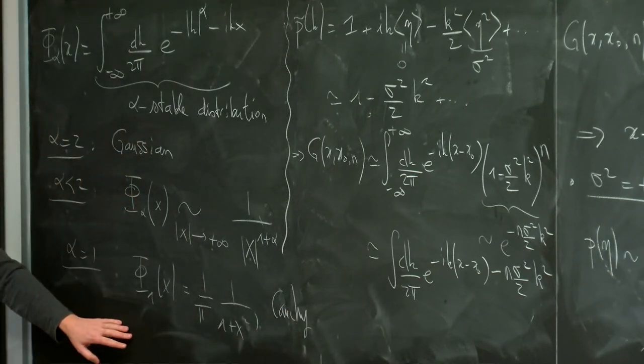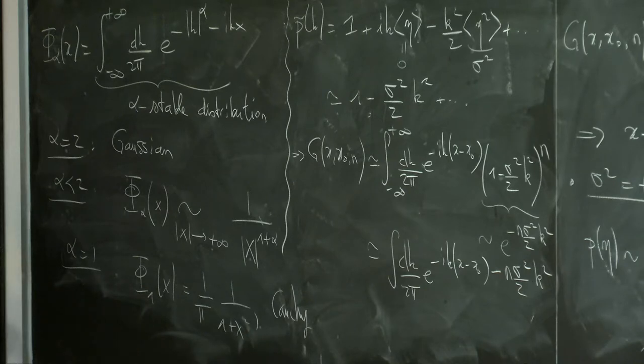I hope you can still read it. This is Cauchy, right? I don't want to rewrite it, if you don't mind. It's just 1 over pi times 1 over 1 plus x squared. Okay, it's Cauchy.